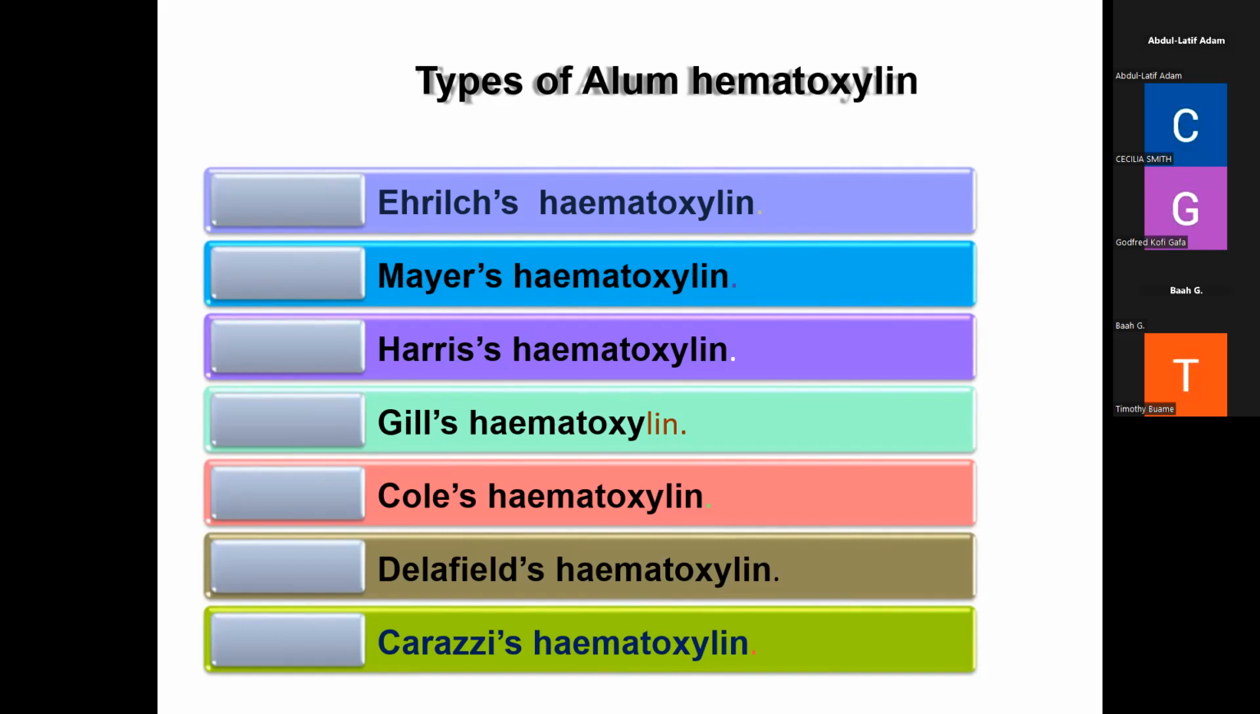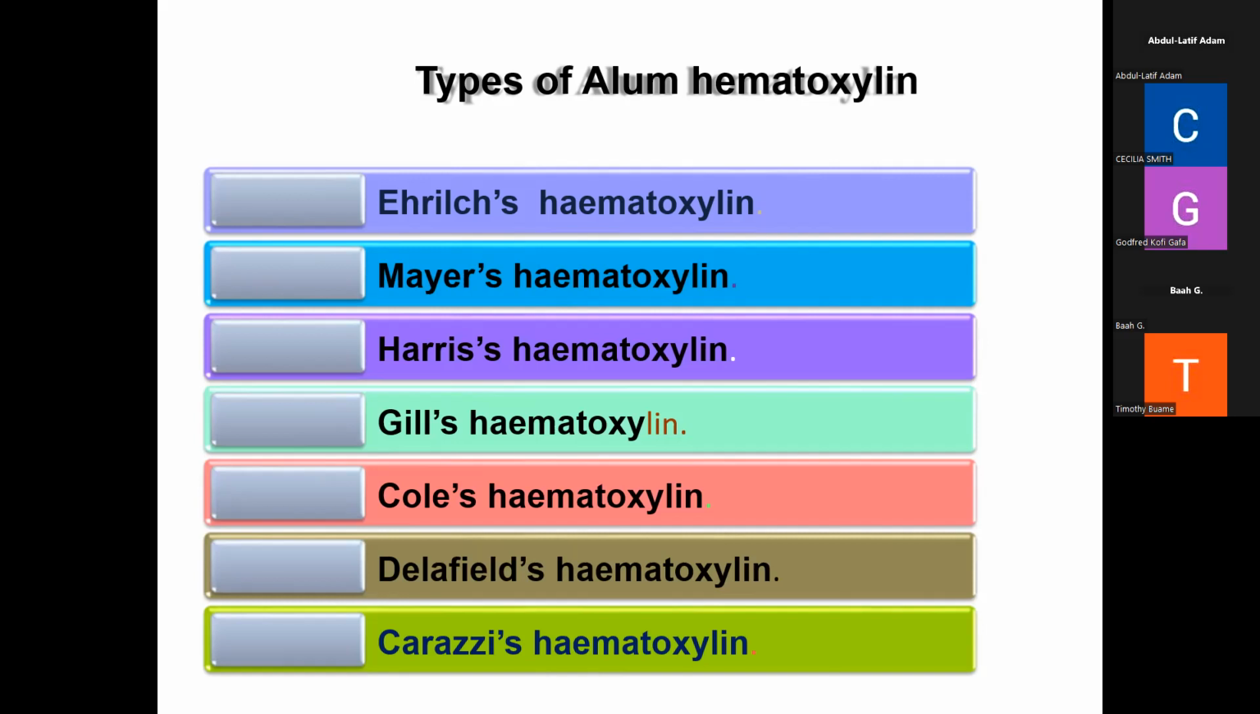Okay, so we have LH hematoxylin, you have Meyer's hematoxylin, you have Gill's hematoxylin, you have Harris hematoxylin, you have Cole's hematoxylin, you have Delafield's hematoxylin, you have Carazzi. They are all alum hematoxylin. Okay, but when you stain, the characteristics of the staining property will influence your choice of the stain.